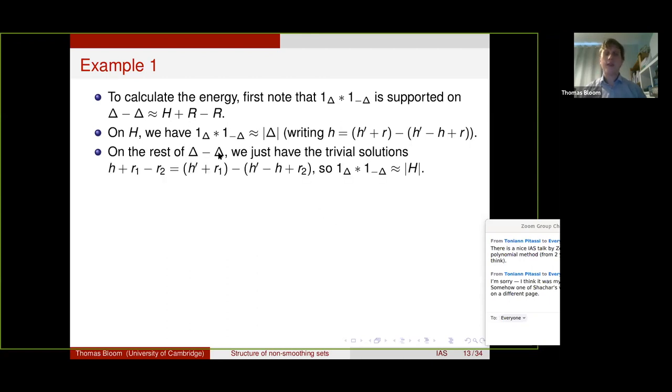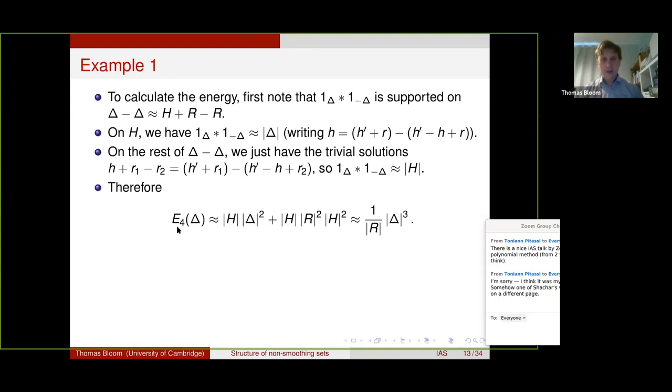And on the rest of delta minus delta, I just have the trivial solutions. So I'm going to write h plus r1 minus r2, which is an arbitrary element of the difference set, as h prime plus r1 minus h prime minus h plus r2. Again, both of these are elements of my original set delta. And so in particular, the convolution is roughly the size of h. These are slightly finicky calculations, possibly, but I really encourage you to verify them later on. They're very instructive calculations.